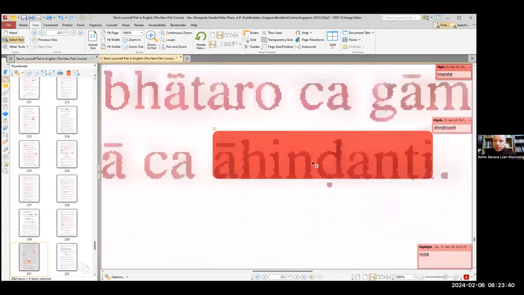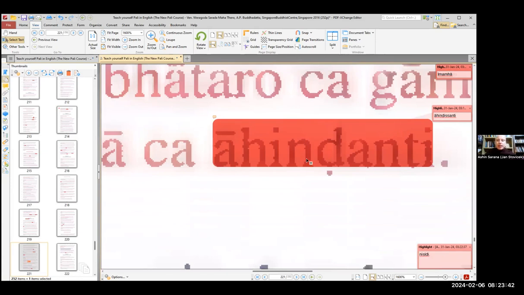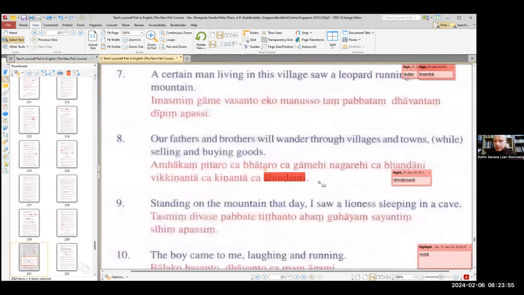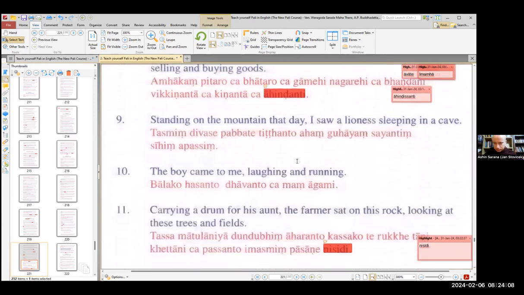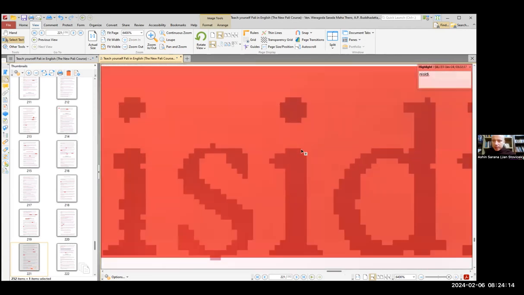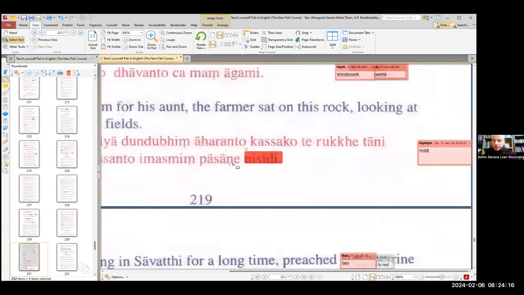So one point: whenever you have a dot below D, then if there's N before that, there must always be a dot. So if you see something like ND and one of them has a dot, then you know there's a problem. It's not correct. But in this case, I wanted to show that we are talking here about the future tense, you see. And so the translation must be ahin disanti. Here nisidi, it must be long. In the middle, there must be a long I.